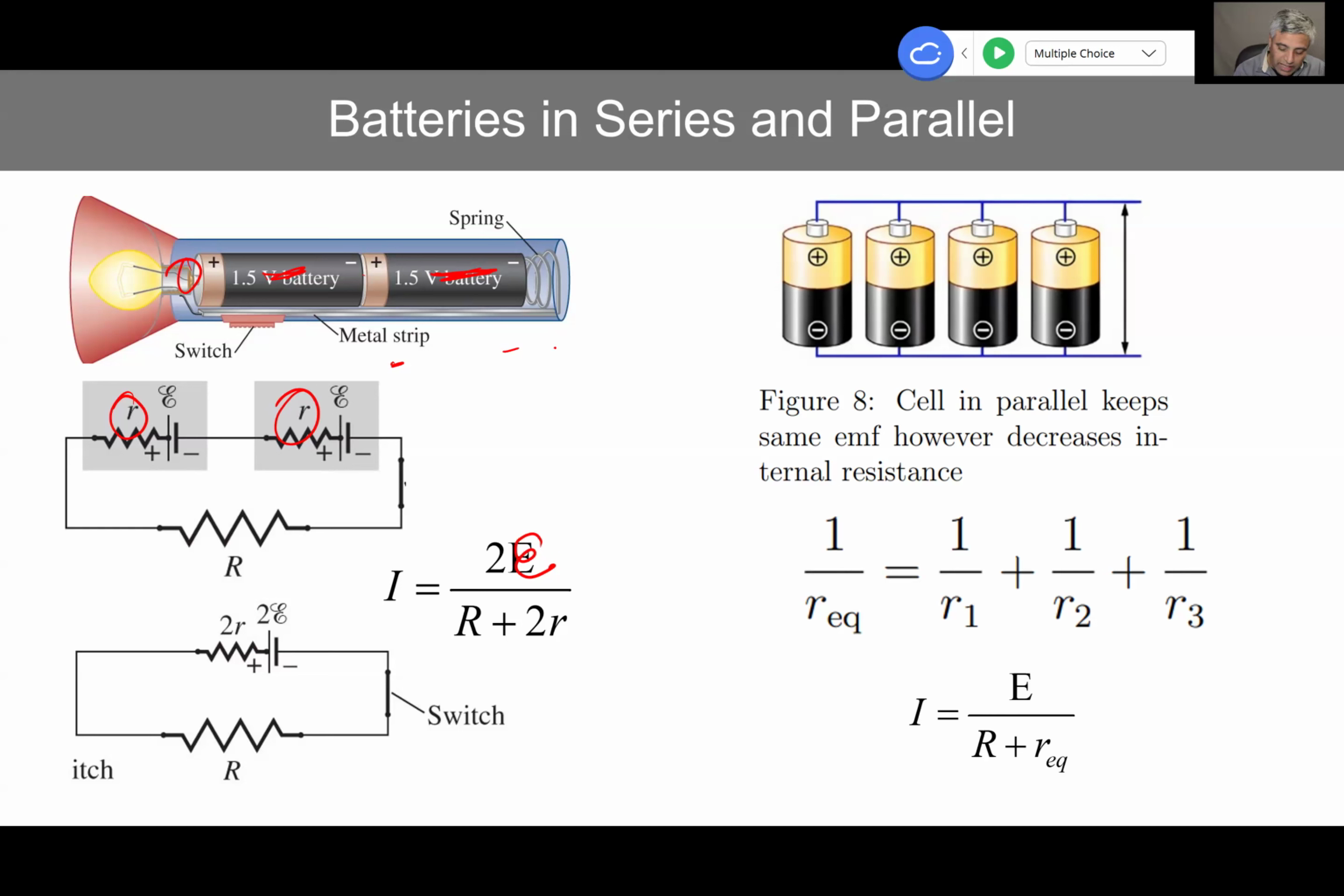So if there was only one battery, the current would be EMF over just R. Now, when there are two batteries in series, with the correct polarity, the current you expect, let's say you expected this current, 2 times EMF over R. That does not happen because now there is another R over there as well. Okay.